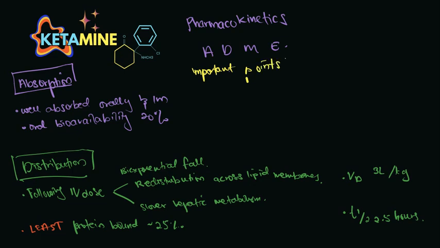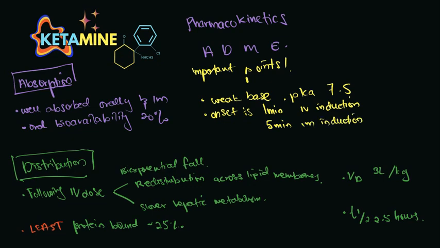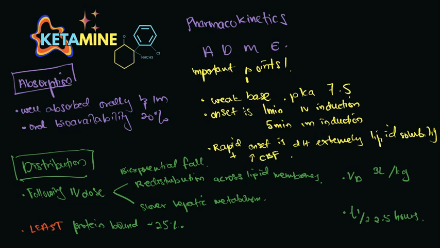Important points that we do not want to miss out when we're talking about ketamine is that it is a weak base, with a pKa of 7.5. Its onset is 1 minute in IV induction, 5 minutes in IM induction, and its rapid onset is due to its extreme lipid solubility and owing to its effect on the central nervous system where it increases cerebral blood flow.